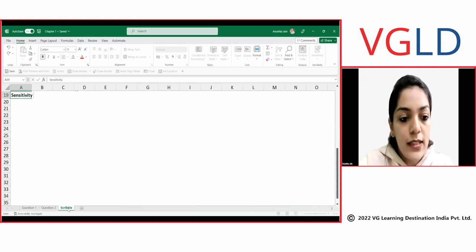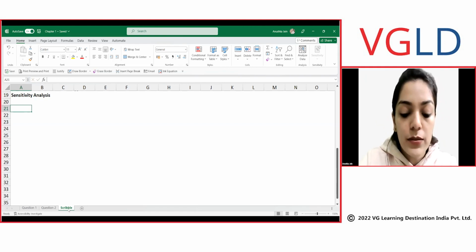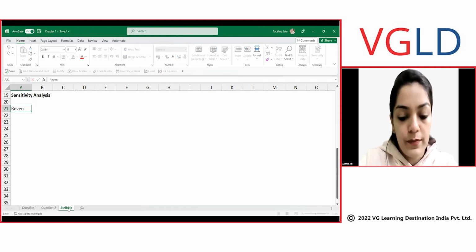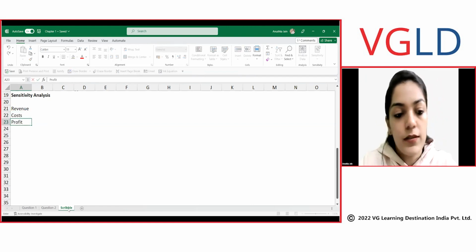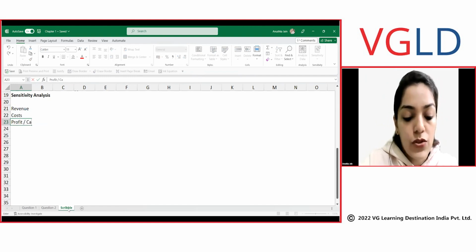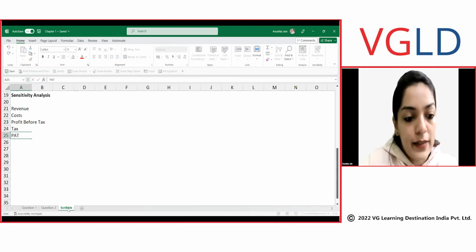Okay, sensitivity analysis. What does it mean? Basically, let me give you one general example right now. So you found out revenue, costs, profits before tax, tax, and PAT, profit after tax.